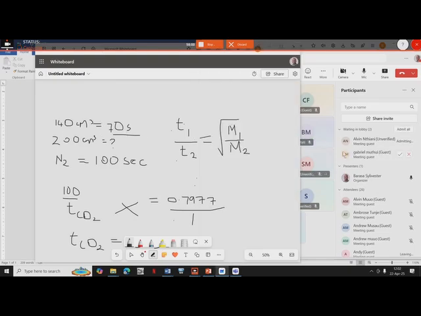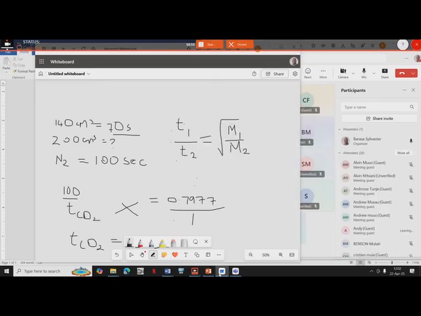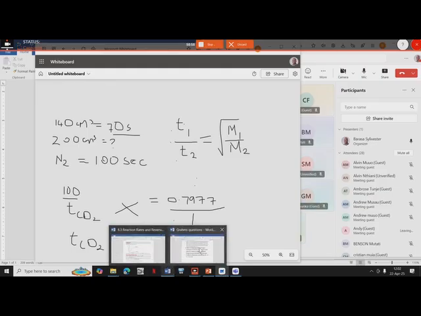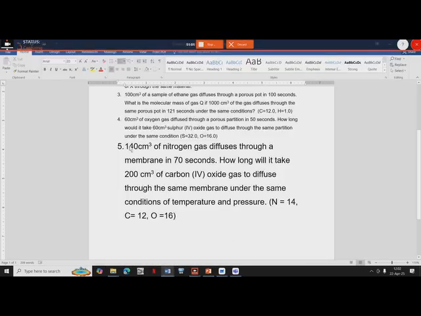So T1 tumesema hatuwezi tumia 70 kwa sababu 70 ni time taken by 140 cubic centimeters to diffuse. But 140 is a different volume from that of carbon dioxide. Ni tofauti na ile ya carbon dioxide, as you can see in the question. 140 ni volume ya nitrogen gas na 200 ni volume ya carbon dioxide. These two are different, so hatuwezi tumia hiyo time ya 70. Lazima tuhakikishe it is equal volume of gases diffusing.